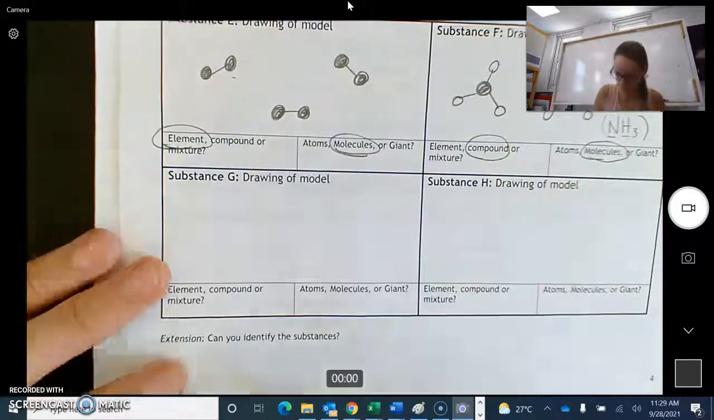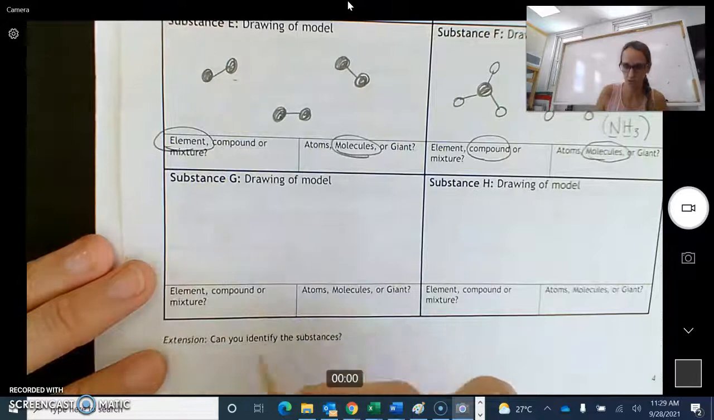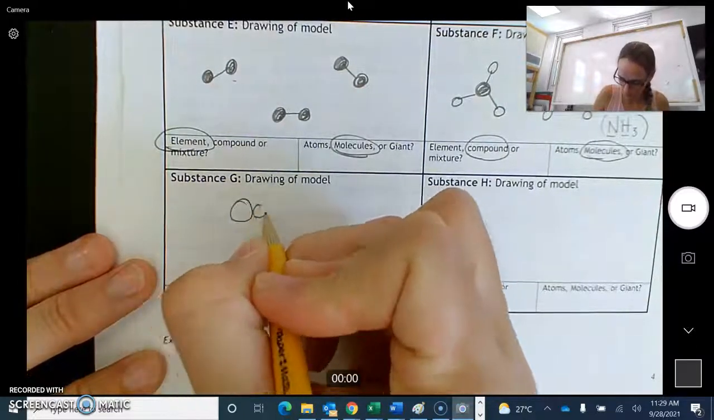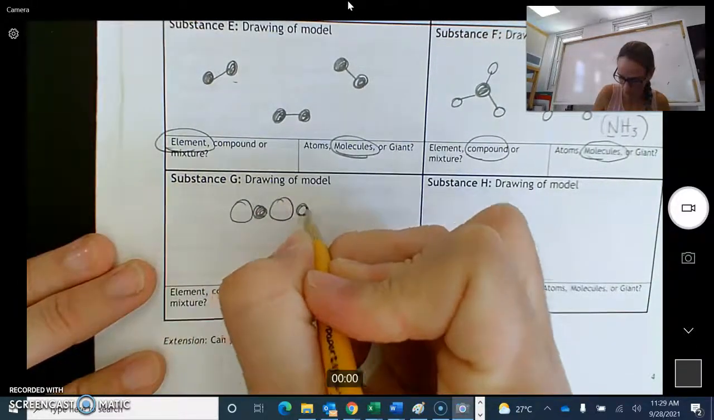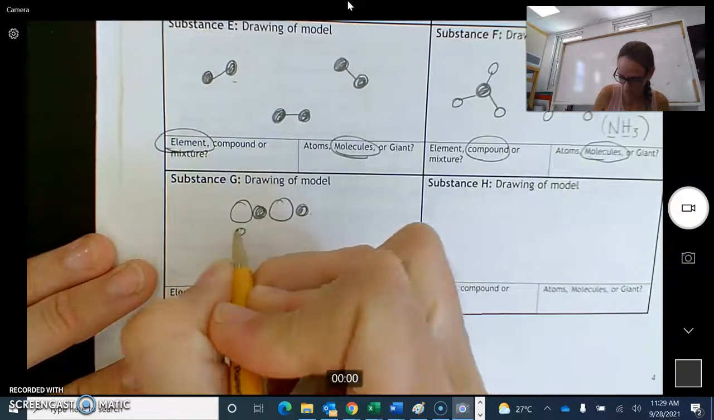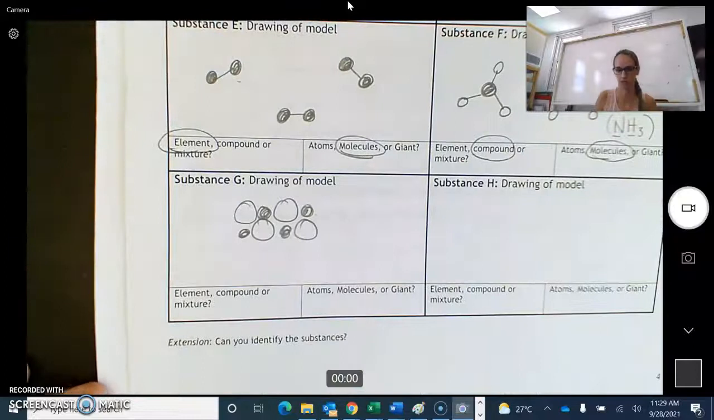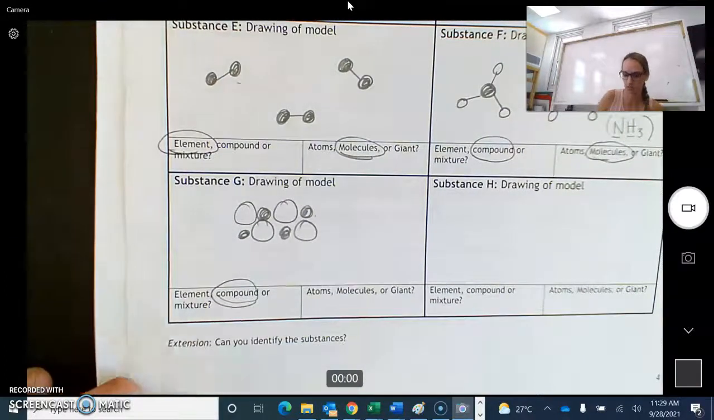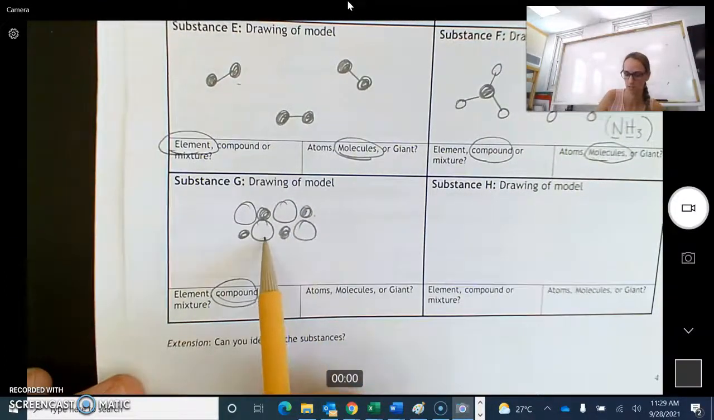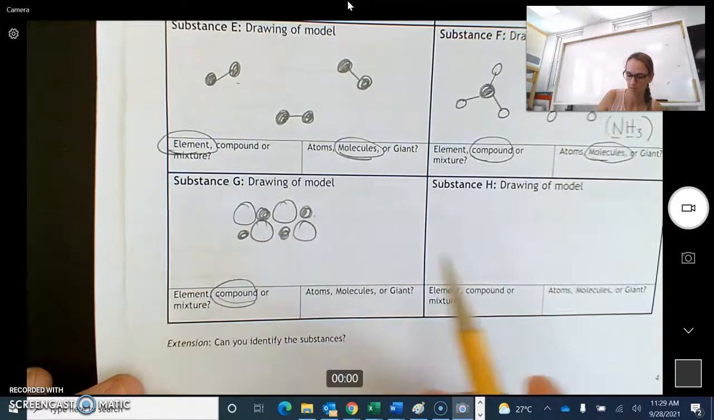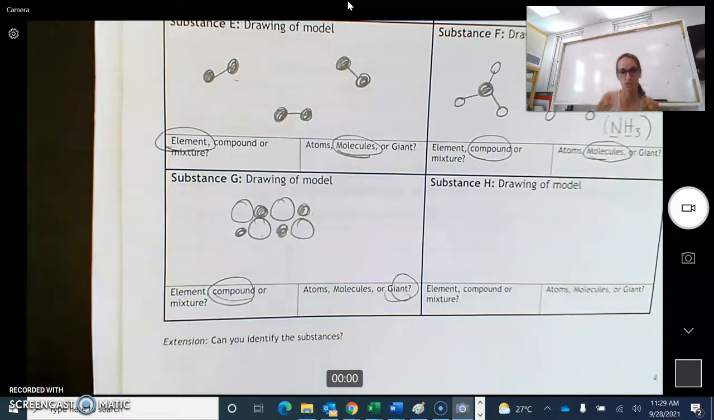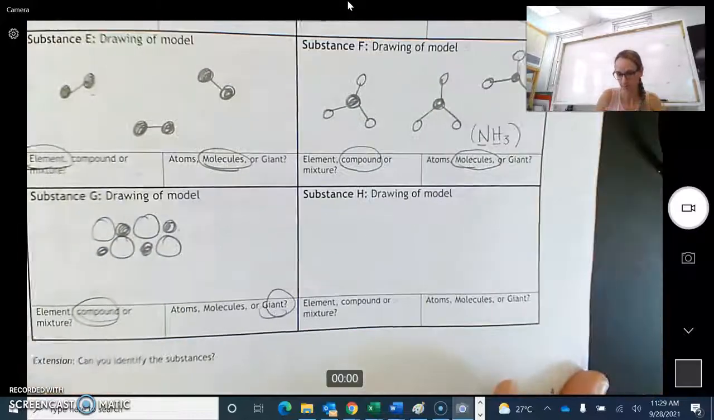Substance G. Yours might look a little bit tricky if you try to do it 3D. I'm just going to do it in 2D. Green, yellow, green, yellow, yellow, green, yellow, green. Nice, neat rows alternating. It's a compound because there's green chlorines and yellow sodiums. And it's giant because they're all connected in one big network.